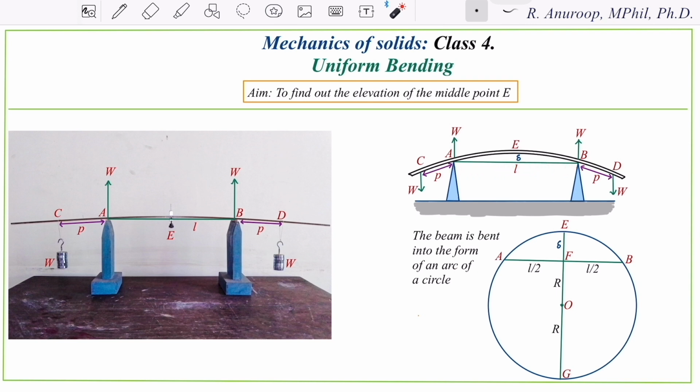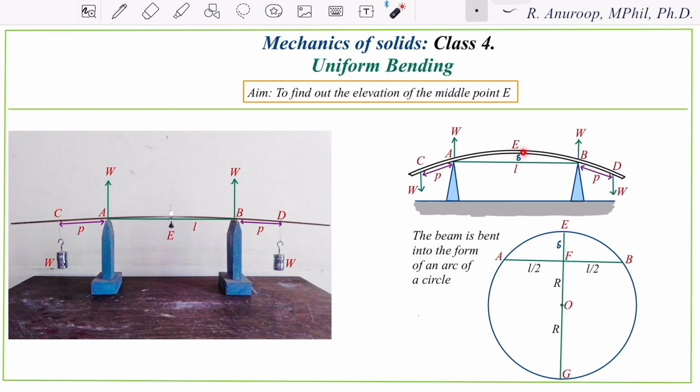AEB represents the arc of a circle, where E is the middle point of the beam. Now AF is equal to L by 2 and FB is also equal to L by 2. F is the middle point of the beam before bending. So here AFB represents the beam before bending and AEB represents the beam after bending, with the elevation of the middle point delta.